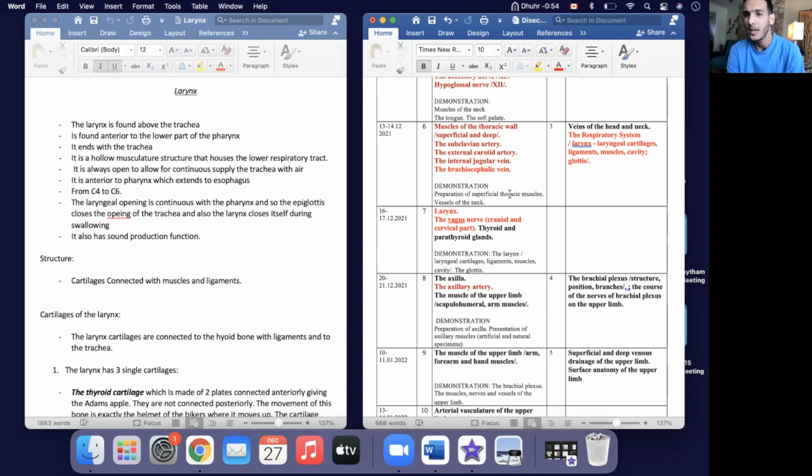Before I start talking about the larynx, I want you guys to know that we're at this part here in the syllabus, on days 16 to 17. Veins of the head and neck, we've covered them except for the external jugular vein. Maybe I'll do it in the next one. But I want to focus my attention today on the larynx, talking about the laryngeal cartilages, the ligaments, muscles, cavity, and the glottis. I'll try my best to make sure that I clearly say things here because it's very important to understand the larynx.